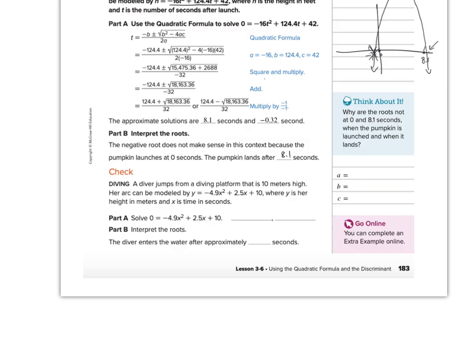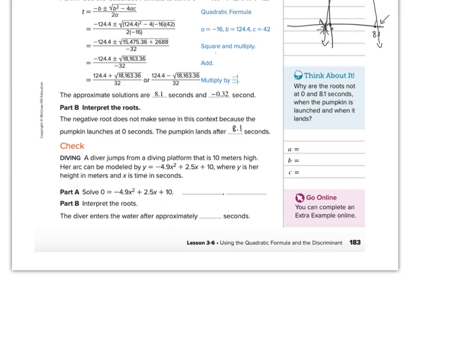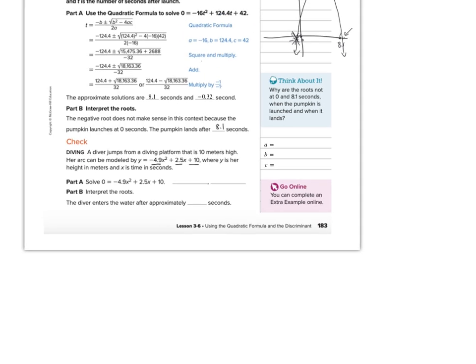This diver jumps from a diving platform that is 10 feet high, which makes sense because my y-intercept is plus 10. Her arc can be modeled by y equals, and in this case, I have A, B, C, where y is the height in meters and x is over time. So first of all, we're going to solve. There's A, B, and C, and then we're going to interpret those roots.